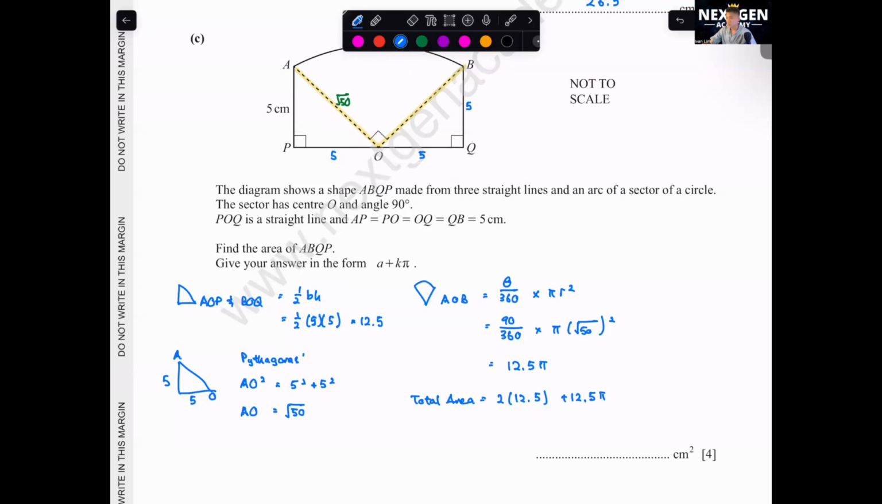Okay, look at the question. They say give your answer in the form a plus k pi. So don't go and write it in decimal places. We just leave it like this. 25 plus 12.5 pi. Did they say k must be a specific value? They never say. So if you write it as 25 over 2, also can. So 25 plus 12.5 pi or 25 plus 25 over 2 pi, both will be acceptable.